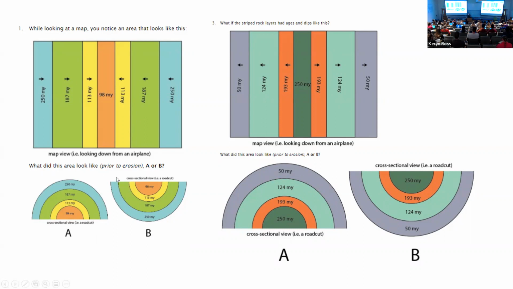So this was a syncline. What if the striped rocks had ages and dips like this? Once again, are they dipping away? If they're dipping away from the middle, it's an anticline. The oldest is in the middle, and that is an anticline. Once again, you can unfold these and see if it makes sense for it to be a syncline or an anticline. And of course, in this case, it makes more sense to be an anticline.